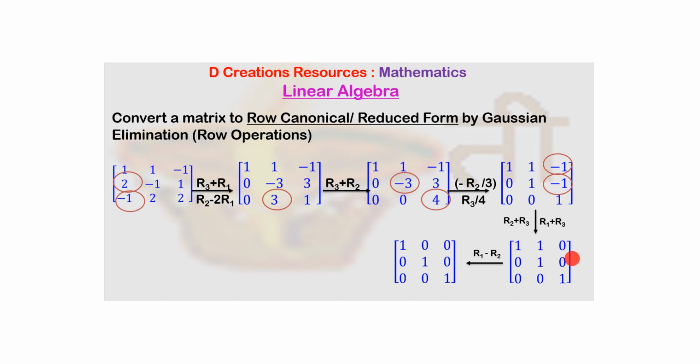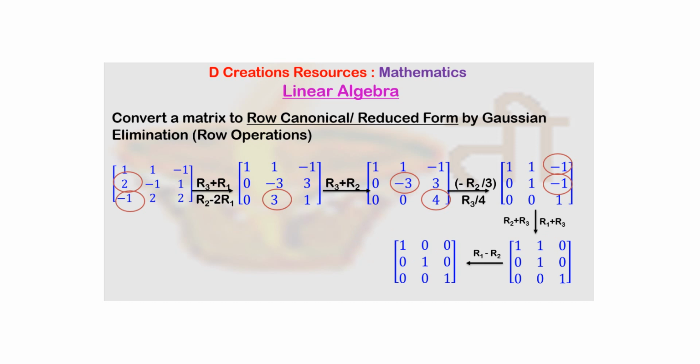Now what is the last step remaining? The only entry which is forbidding this particular matrix to be a row canonical form is this 1. You need to make it 0. So simply you can subtract row 2 from row 1 and this is what you get. So finally you have reached the row canonical form 1 0 0, 0 1 0, 0 0 1. It is a unit matrix.